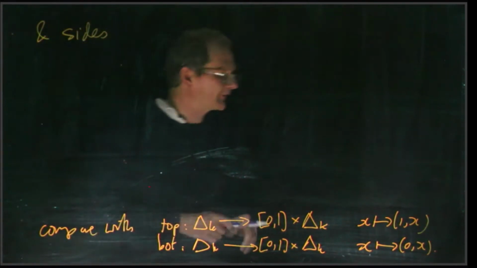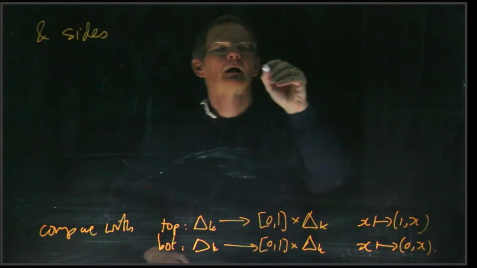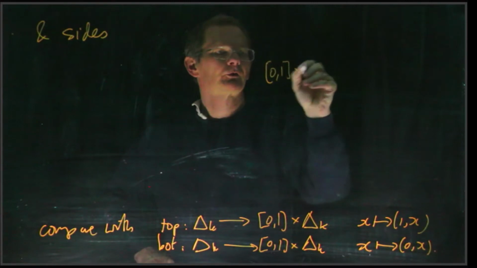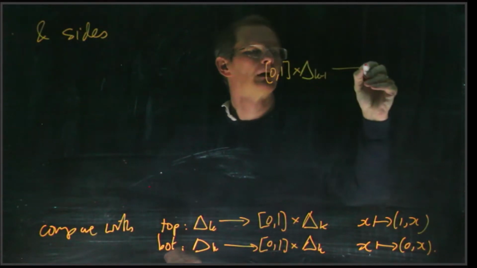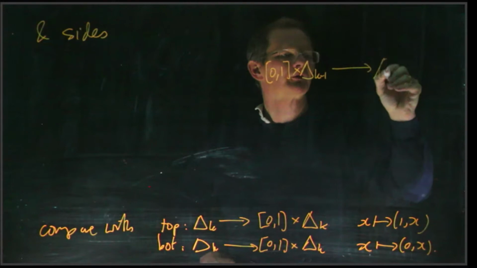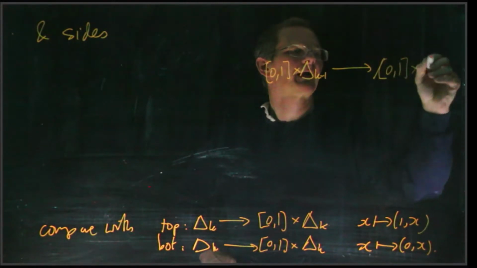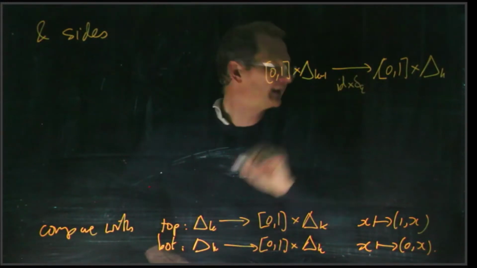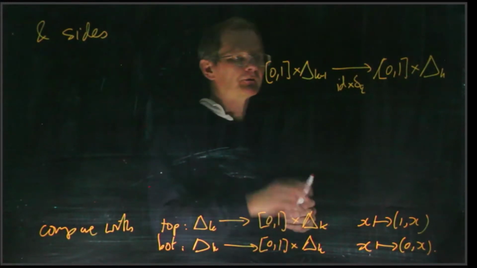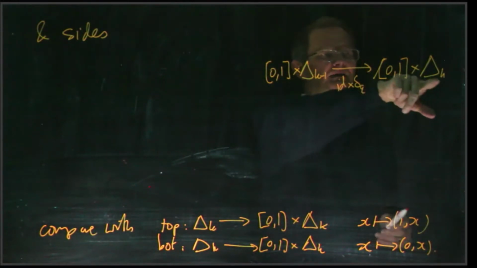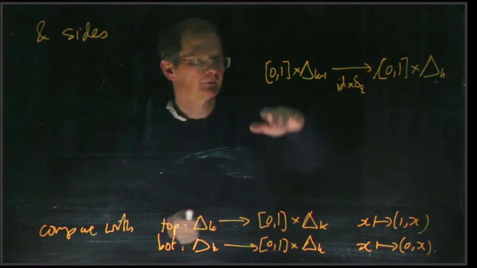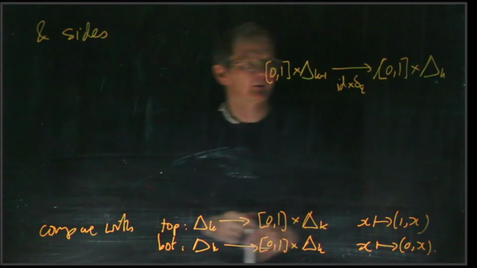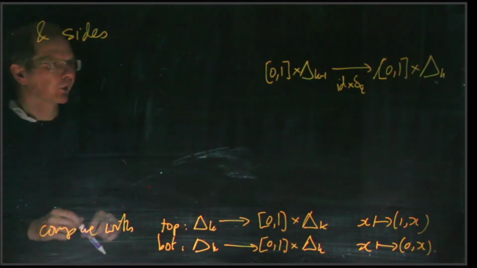Okay, so what do I mean by the sides? Well, we've got 0, 1 cross delta k minus 1 going to 0, 1 cross delta k. This is the identity cross delta q, say. And so these delta q's give you the faces of your delta k here, and so you multiply them by 0, 1, right? That's giving you the sides of your prism in the picture we had before.